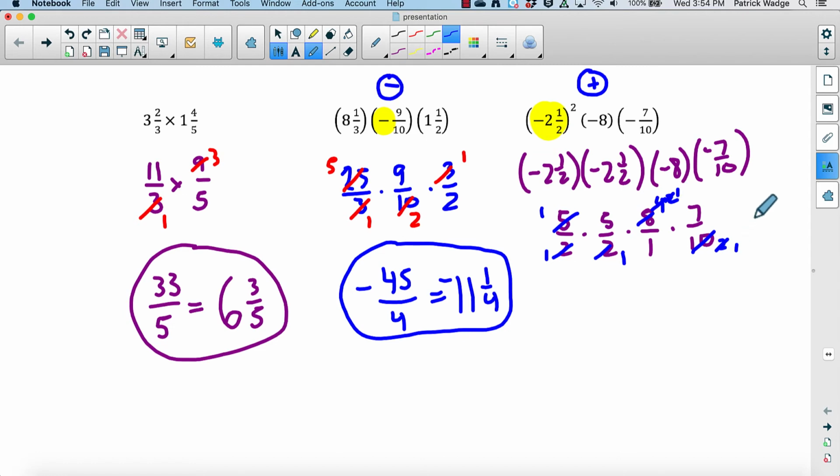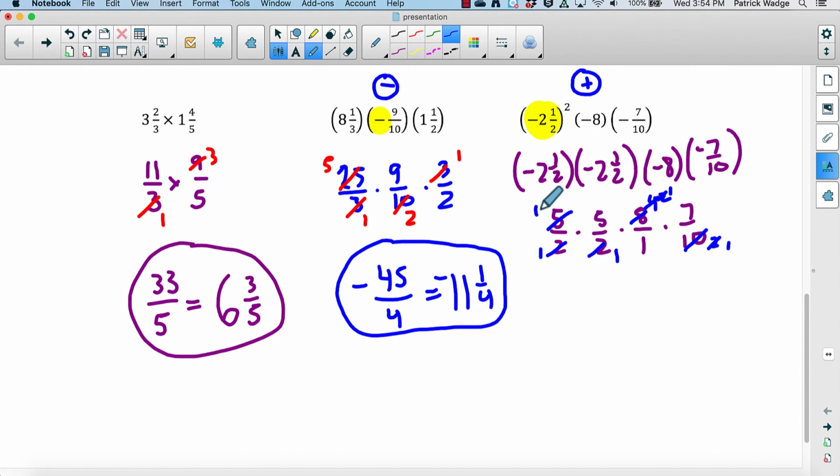I just kept dividing by 2 over and over and over. That's it. So what's left? Well, we have 1 times 5 times 1 times 7. So it's basically just 5 times 7, which is 35. And we have 1 times 1 times 1 times 1, which is 1. Oh, there's our answer, 35 over 1.